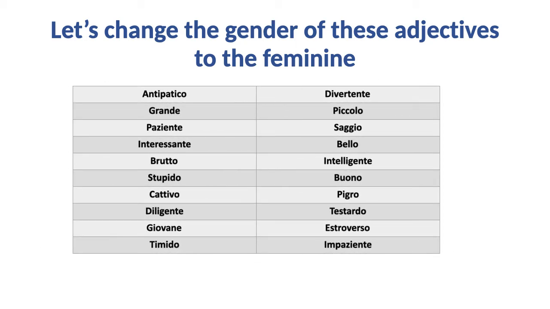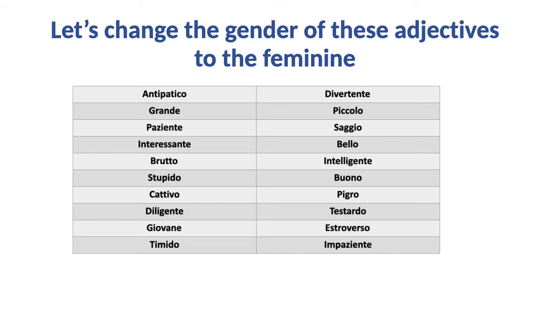Antipatico, how would you change it to the feminine? Well, it's ending in O, which means that the feminine form is antipatica with an A at the end. Grande. How do you change that? You don't change it because it's ending in E. You see? It's quite easy. Paziente. You don't change it. It ends in E. Interessante. Same thing. You don't change it.